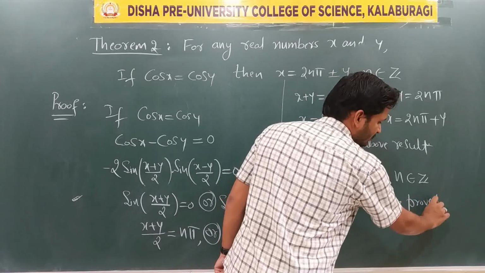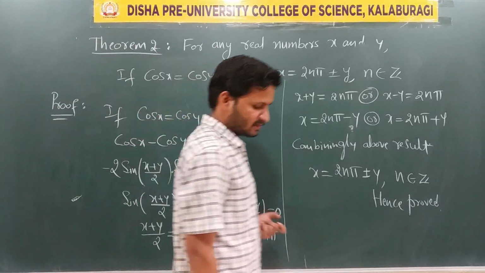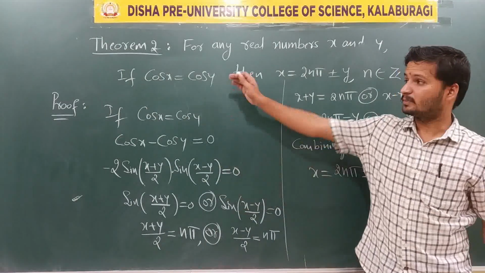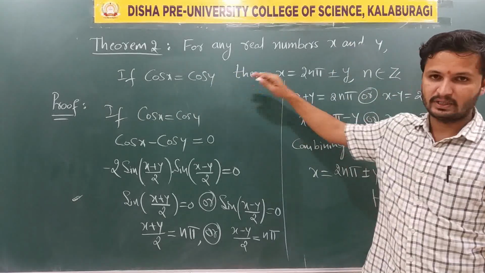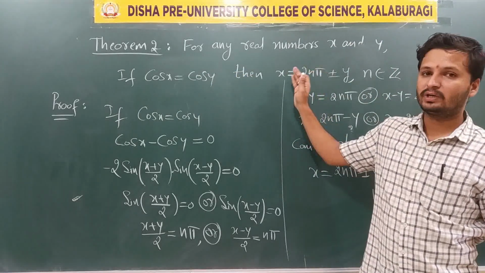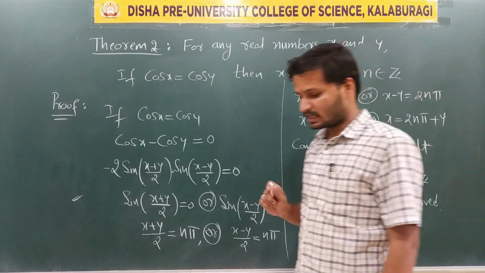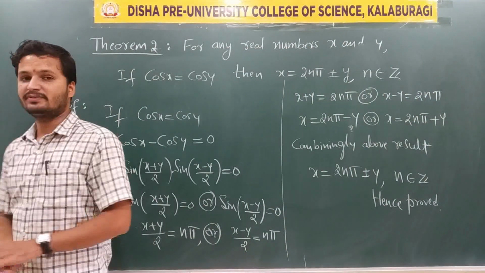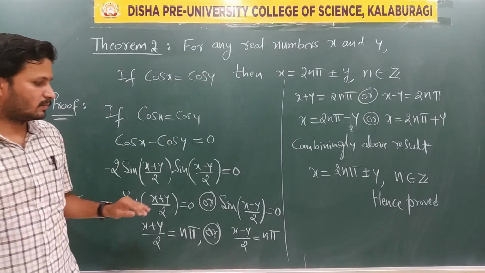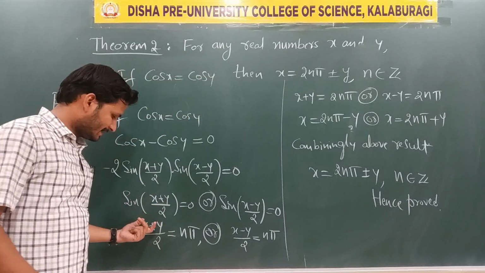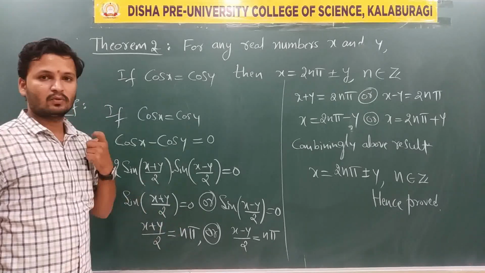Okay, so this is about the sine function. Now the general solution of the cos function, that is statement 2, theorem number 2. If cos x is equal to cos y, then we need to prove that x is equal to 2n pi plus or minus y. So first we need to consider cos x is equal to cos y and apply the cos C minus cos D formula and simplify. And here use sin x is equal to 0, that is note number 1.